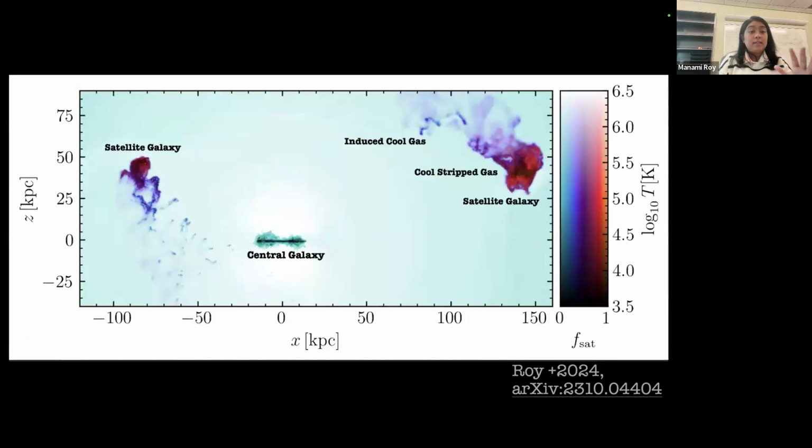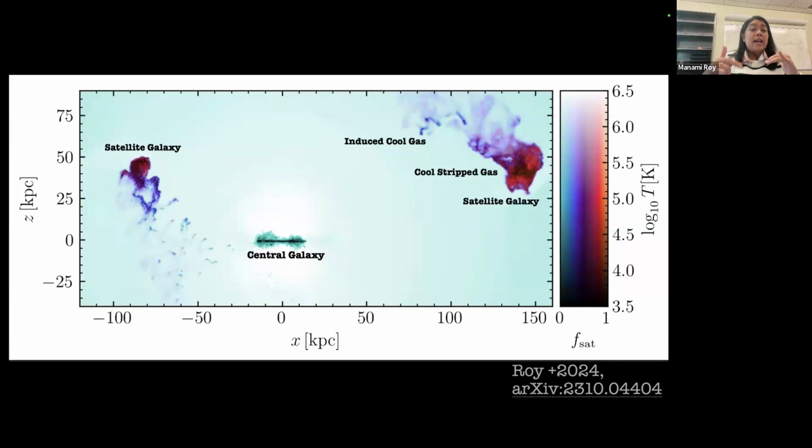Now, the basic story of this whole picture is satellite galaxies. This is one of the snapshots I am showing just to describe what is going on there. A lot of things are going on. Satellite galaxies are moving through the CGM of a host galaxy, and when they move through any medium, they experience a force, which is the ram pressure force, proportional to the density of the medium and the relative velocity of the satellite galaxy with the ambient medium. And when this force is larger than the gravitational pull of the satellite galaxy, it can strip gas from the satellite ISM. And you can see behind the satellite galaxy, there is this cool stripped gas.